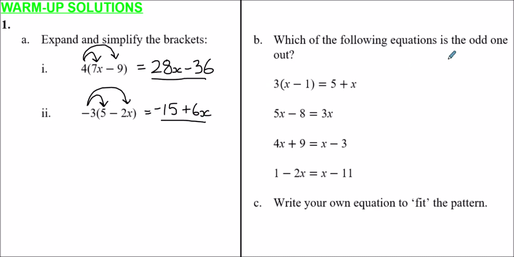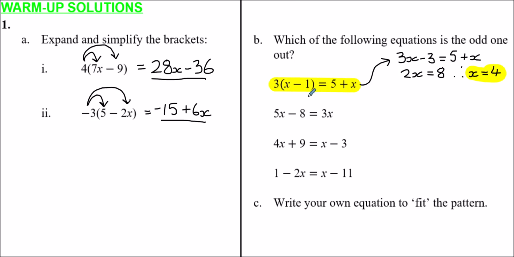For part B, we're asked to essentially just play a game of find the odd one out. So what we need to do first of all is to expand the brackets of this first one. So we've got 4 different equations. One of them will be the odd one out. So this first one, if we expand, we'll get 3x minus 3 equals 5 plus x. Rearrange to get the x's on one side, the numbers on the other. That will give us 2x equals 8. Therefore, x equals 4. And so from this first equation, once we've solved that, we get that x equals 4.